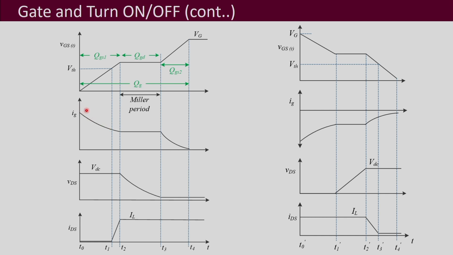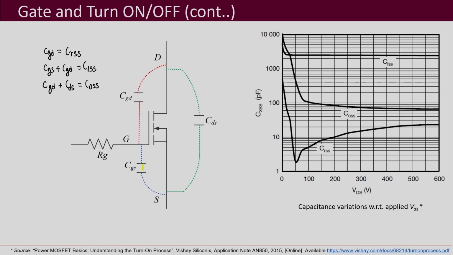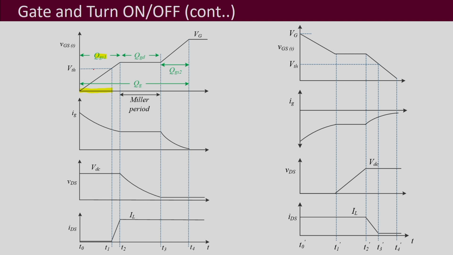During this time period, which is called the delay time period, the capacitance CGS is going to be charged. This is the direction of the current over here, and this current is going to charge CGS. QGS1 is the charge associated with it, and the gate voltage reaches the threshold voltage, and you can see that the gate current is decreasing.